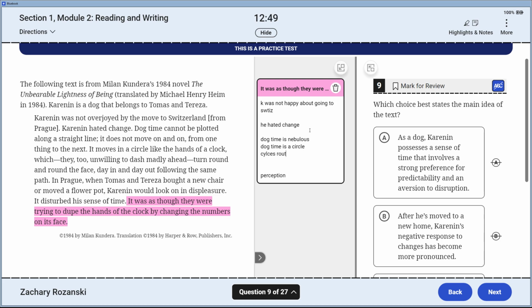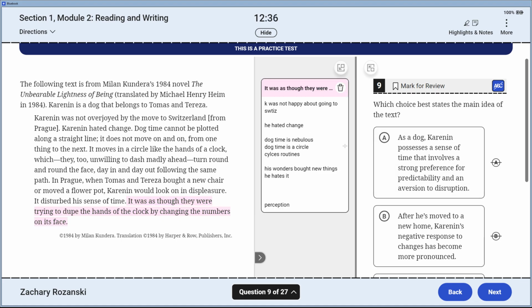Cycles, routines, cycles, routines. In Prague, Thomas and Teresa, his owners, bought new things. He hates it. It disturbed his sense of time. Then we get the thing at the end. All right.